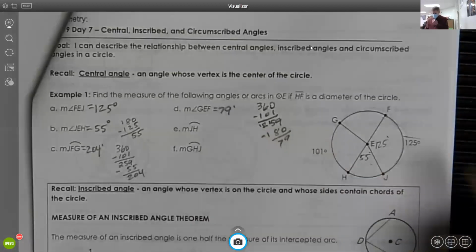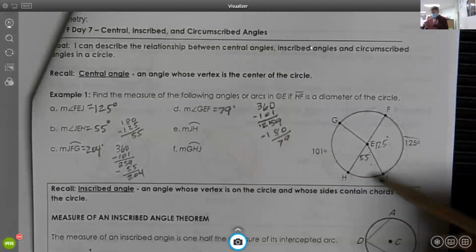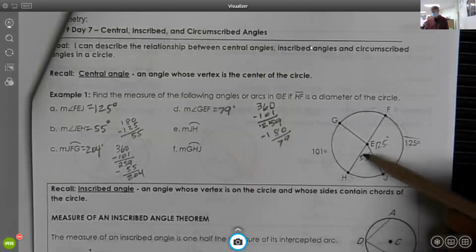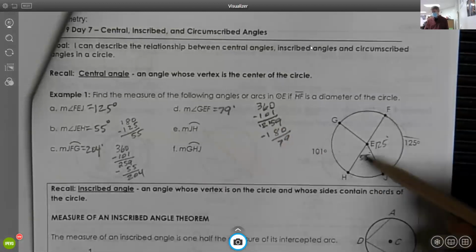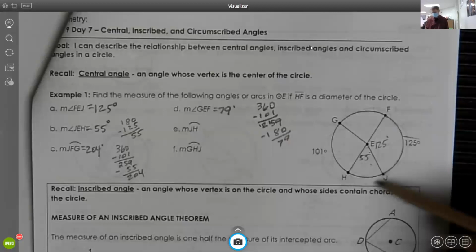Then we're looking at the measure of arc JH, and that's going to be the same as the central angle. So if the central angle that intercepts that arc is 55, we know the arc will be 55.